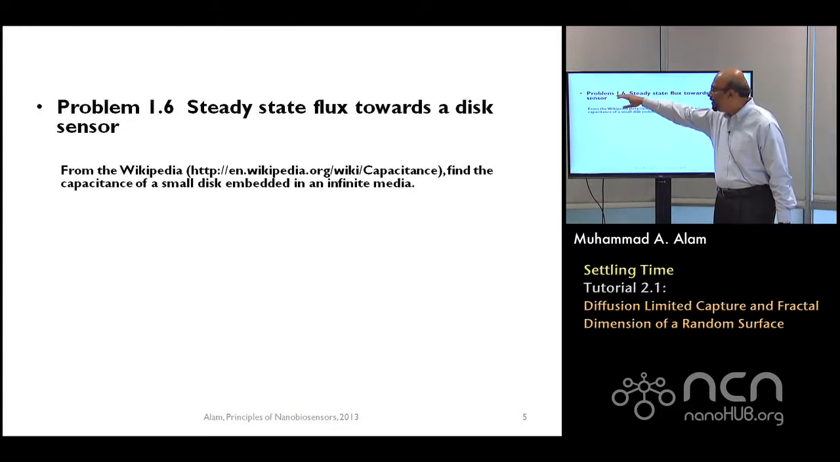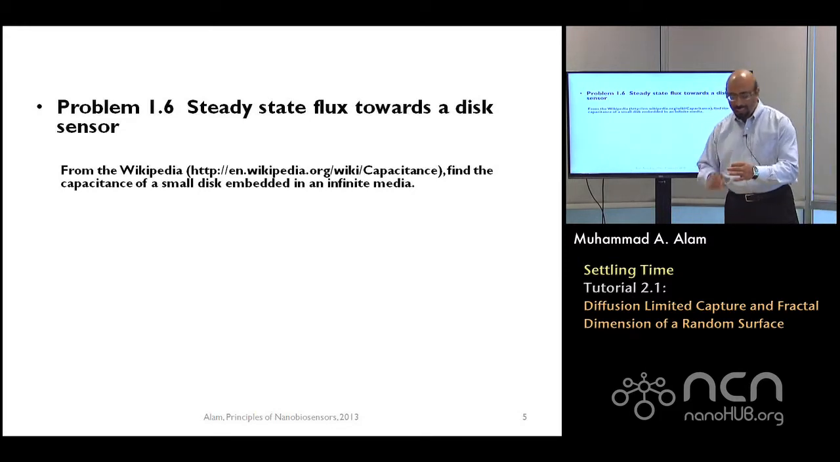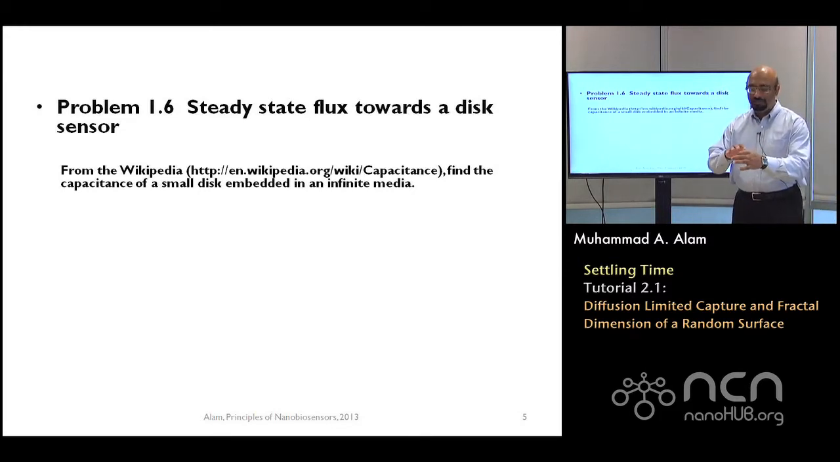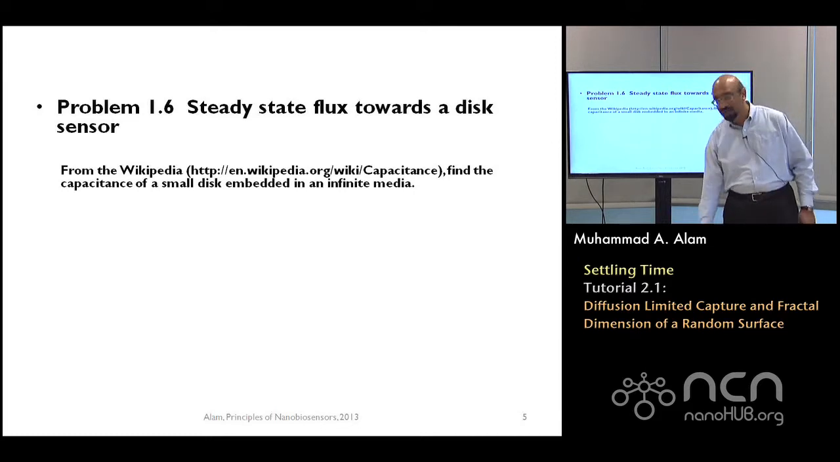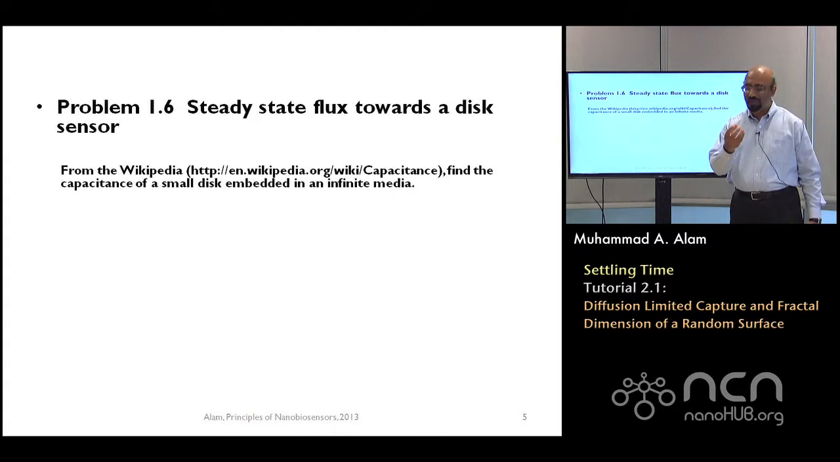And then the next problem, in 1.6, we asked that if you have created a new biosensor which has a disc shape, so like a penny or like a quarter, it has that shape, and you're trying to capture biomolecules on it, what would be the response? Now, I told you everything about spherical sensors, nanowire sensors and all. How are you going to do it?